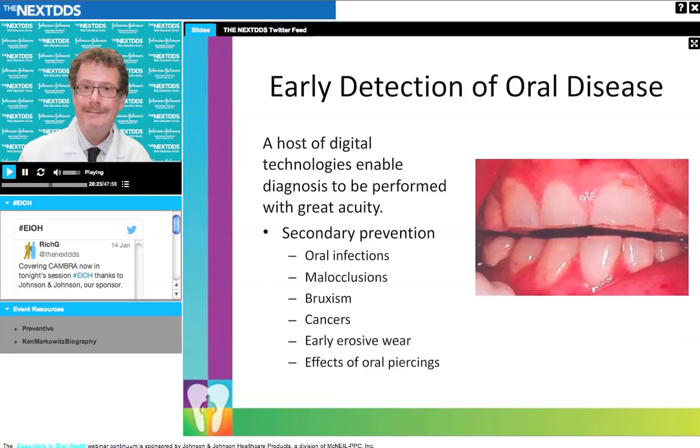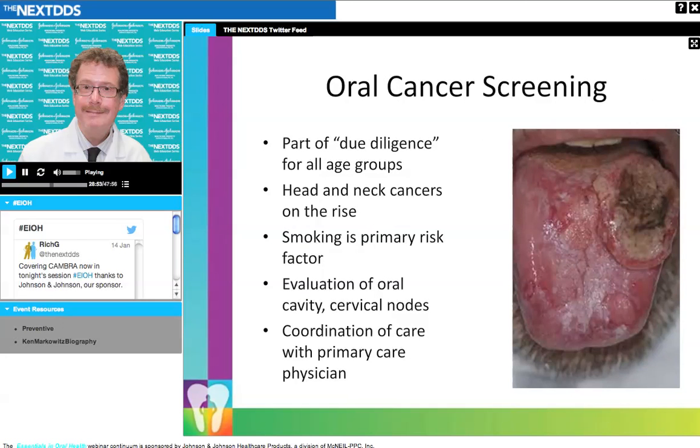How do we detect oral diseases early? So part of, I guess, what you call secondary prevention is really minimizing the damage once it's really just barely getting started. Okay, so early detection of oral disease, we have a number of ways of doing that for various diseases, oral infections, orthodontic problems, cancer, early erosive lesions, basically dealing with health consequences of oral piercings, etc.